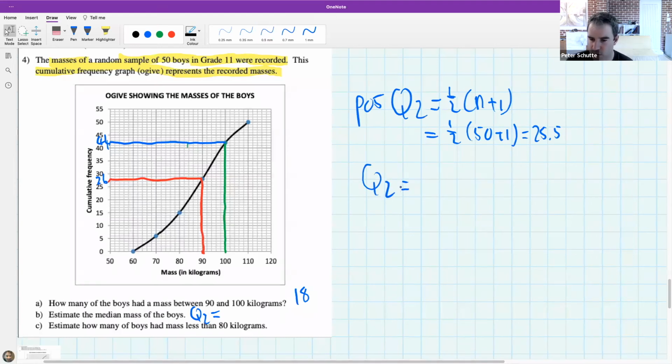So I agree with Siyabonga. The position is going to be 25.5. Remember that position is in the cumulative frequency column. Where is the actual estimate of the median going to be? Remember, the data we're dealing with are people's masses. So I go to 25.5. 25.5 is going to be about here.